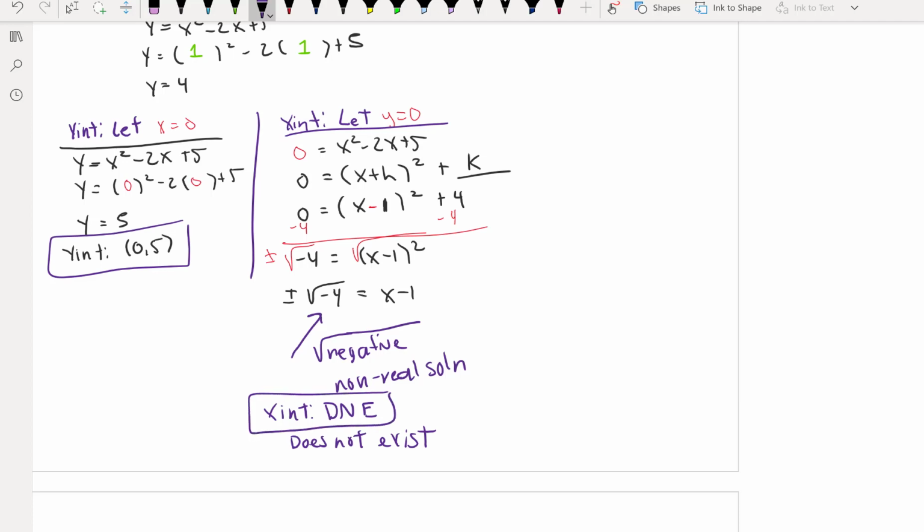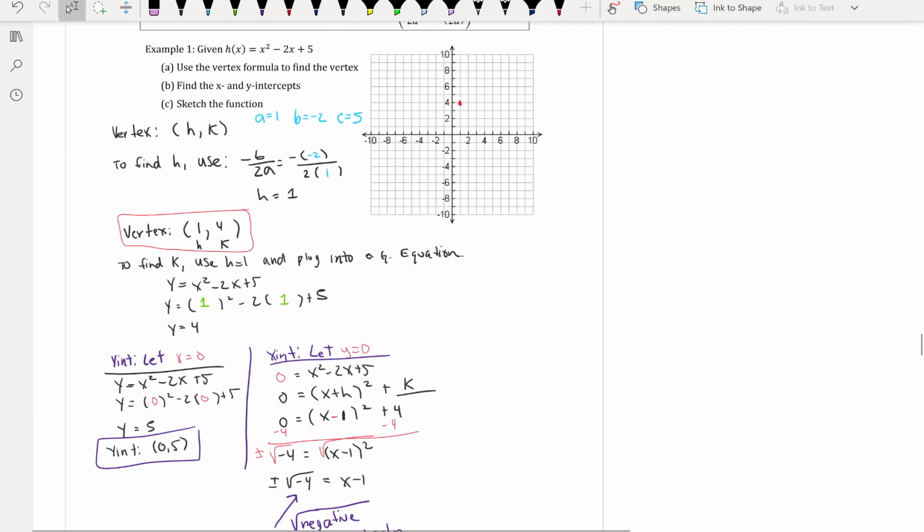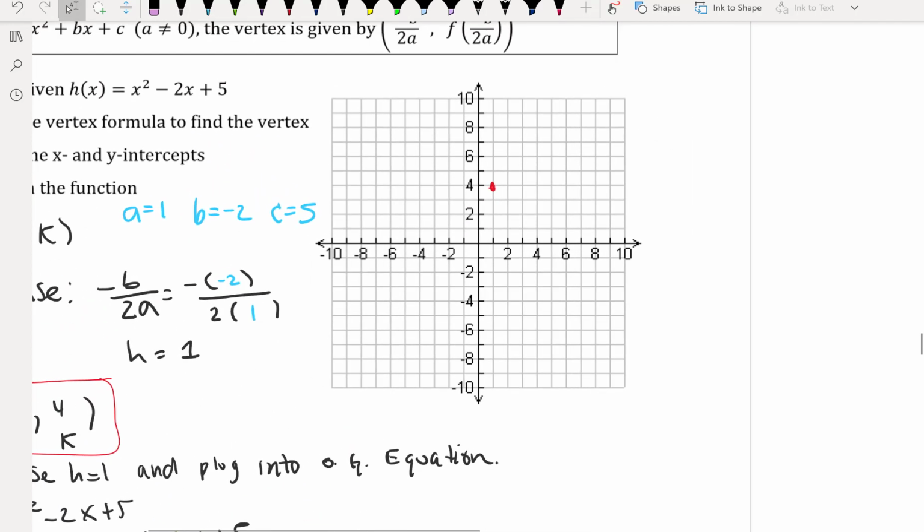So the x-intercepts actually don't exist. So let's see what we're talking about here. I already have my vertex. That vertex was (1, 4). And I have my y-intercept at (0, 5). So more or less, my parabola looks like this.